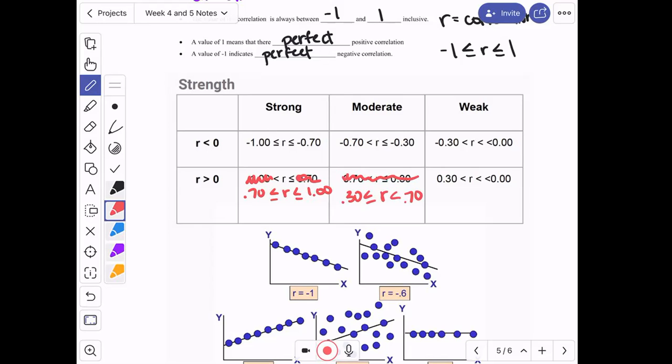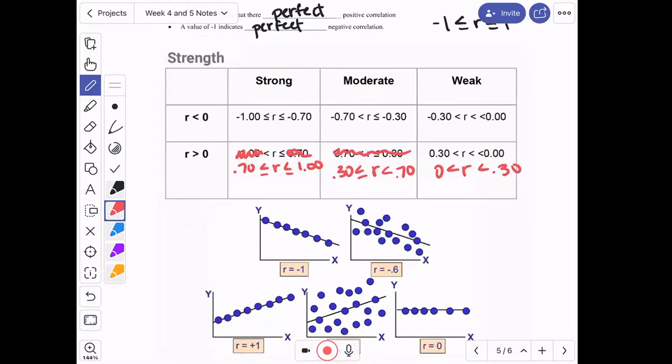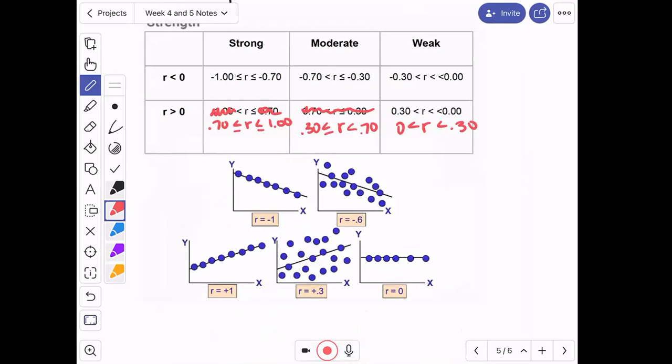Last one, weak correlation. Anything between -0.30 on the left, the negative side, to 0. If it equals 0, it's no correlation. But if it's anything from 0 to 0.30 on the right, it's going to be weak correlation. And generally speaking, you can have an idea of what the correlation looks like by looking at how your values are falling on a line.